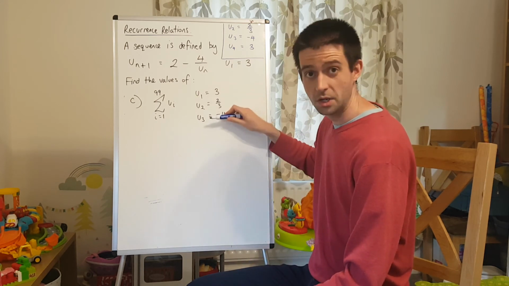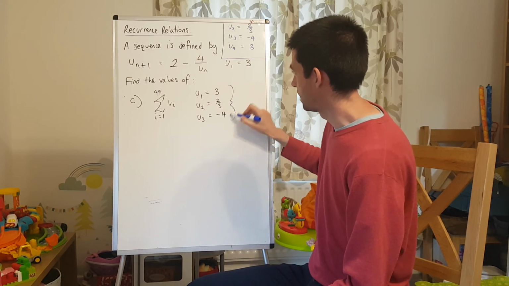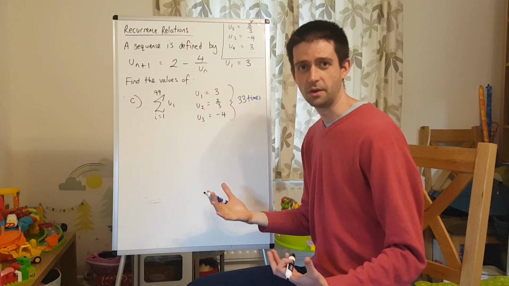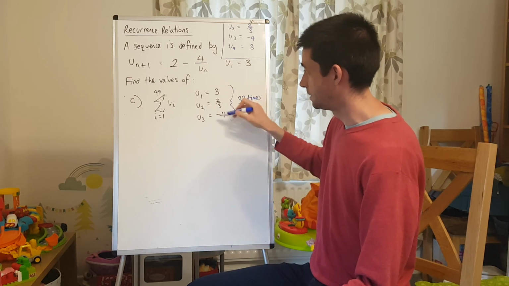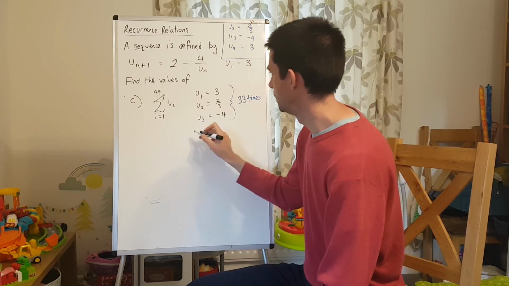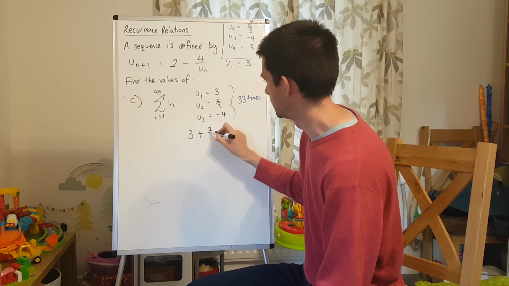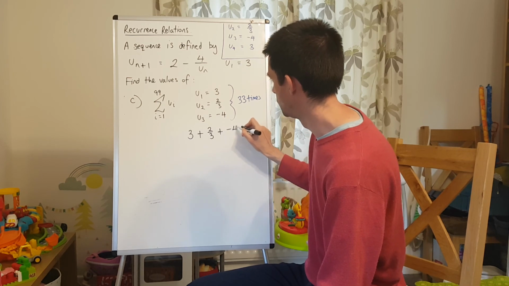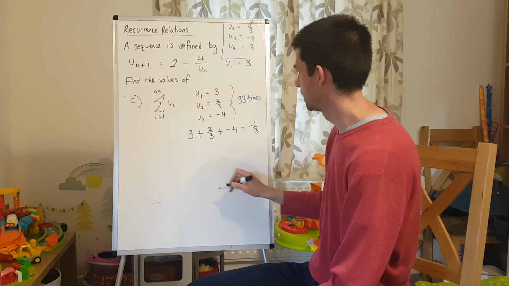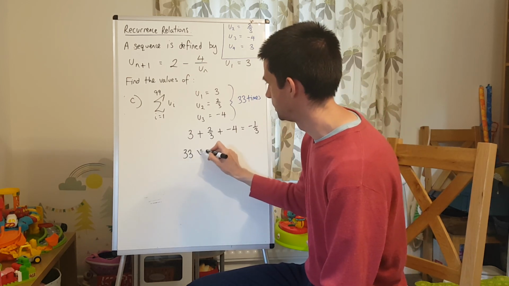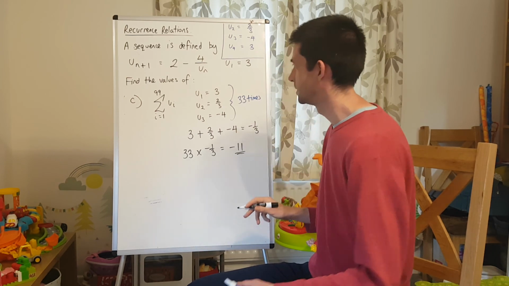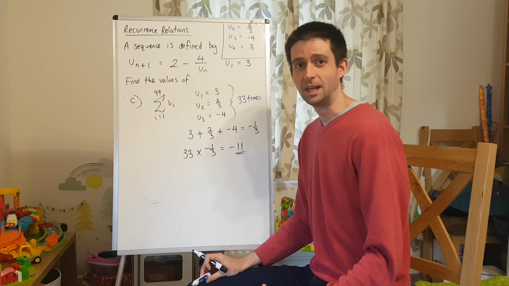So if I'm going up to 99 terms, then I'm going to get this pattern 33 times until I get to 99. So all I need to do is find the sum of these 3 numbers and multiply it by 33. So if I do 3 plus 2/3 plus negative 4, that comes out as negative 1/3. So if I do 33 times negative 1/3, the sum to 99 terms is going to be negative 11.